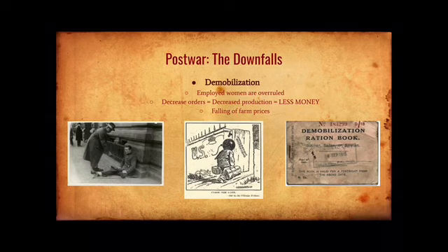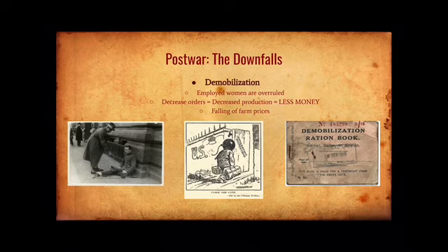And finally, after the war, there's a lot of downfalls. Like I said previously, there was a high, and now there's going to be a low. So demobilization occurred. This is kind of the biggest thing. So remember when I talked about how women were now being employed because men were being drafted? That all basically failed when men came out of the war and were put back into jobs that were once taken by women.